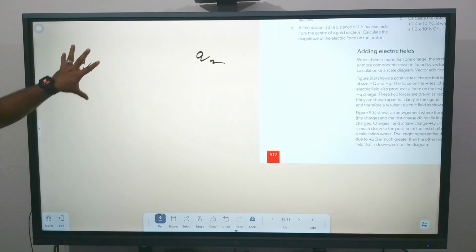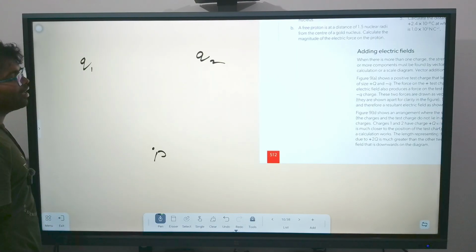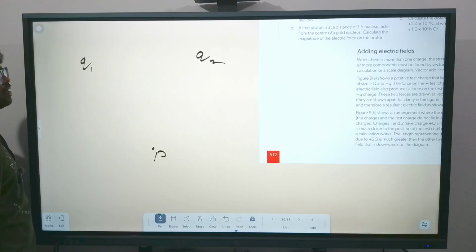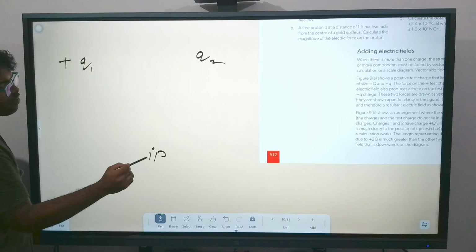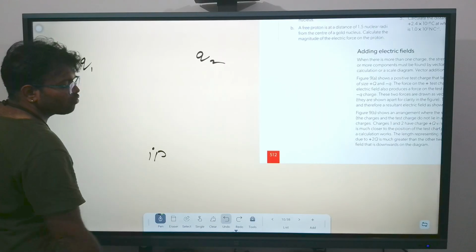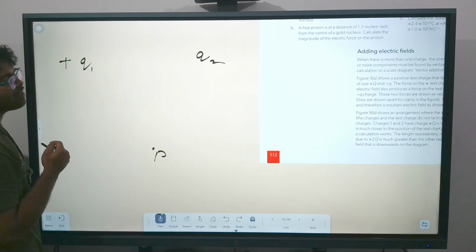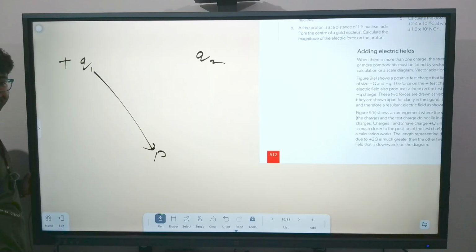Okay, imagine you only had q1 and this was a point p. If you only had q1, there will be a force. If this is positive and this is positive, let us imagine that the test charge that we are taking is also positive. So what will this positive charge q do? It will basically try to push this charge away if you only had q1.